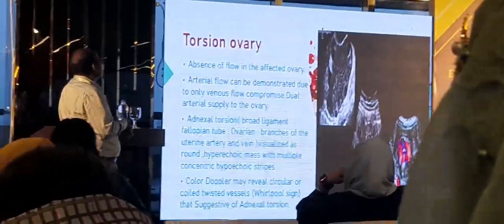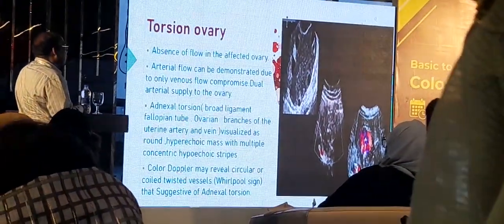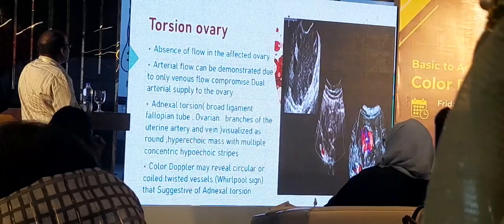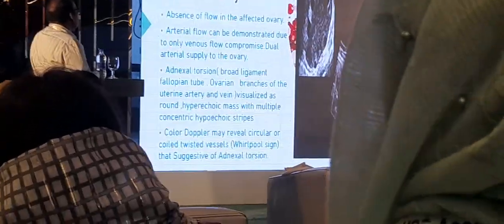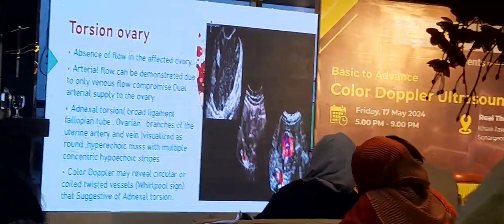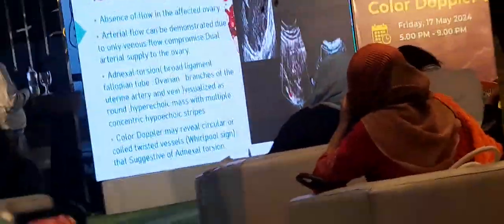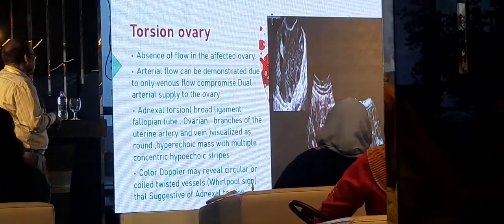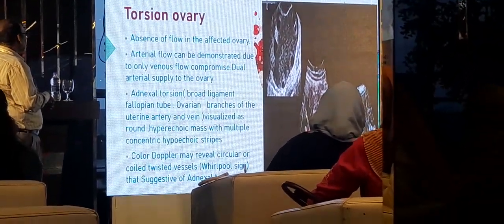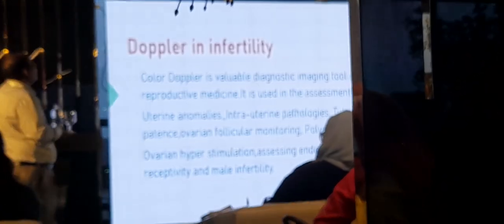Torsion, that is ovarian torsion. How can we diagnose the ovarian torsion? Absence of flow in the affected ovary. Arterial flow can still be demonstrated as only venous flow is compromised, because of dual arterial supply to the ovary. Adnexal torsion, that is broad ligament, fallopian tube, ovaries, ovarian branches of the uterine artery and vein. Visualized as round, hyperechoic mass with multiple concentric hypoechoic strips. Color Doppler may reveal adnexal torsion.